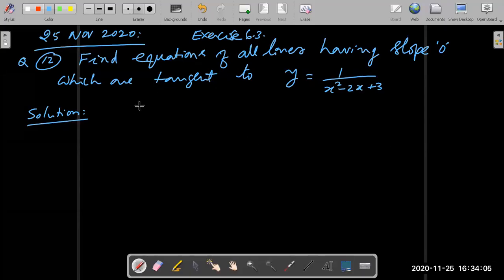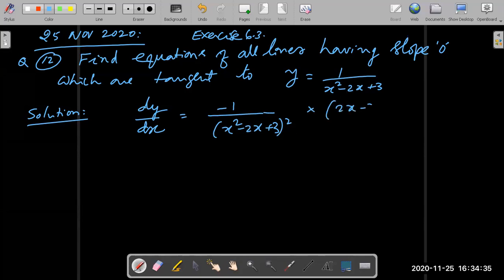So continuing the similar thing what we did for 11, y is 1 by x squared minus 2x plus 3. So we find dy by dx. So we are using minus 1 by x squared minus 2x plus 3 whole square multiplied by chain rule differentiation of this, you get 2x minus 2. So I will explain how I got that formula.